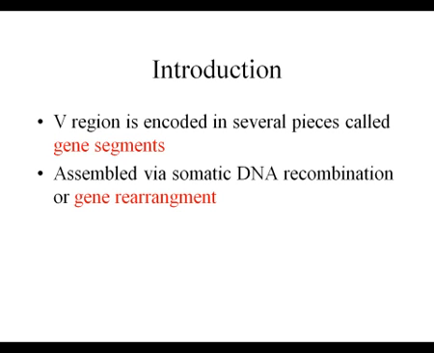Remember, somatic means not from the gametes. The gametes are haploid, so it's the ovum and the sperm. Somatic are all the other cells outside of those. This is happening in other cells, namely the lymphocytes, which are diploid. They have 2 copies of DNA, and there's actually gene rearrangement going on here. That's what the somatic means.